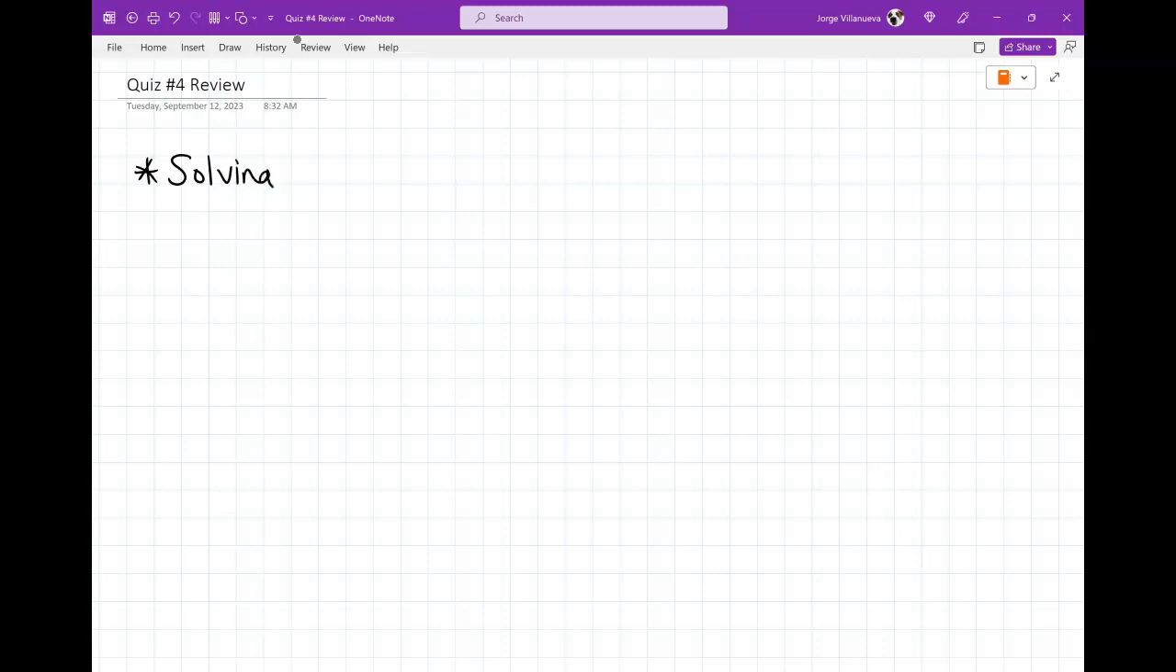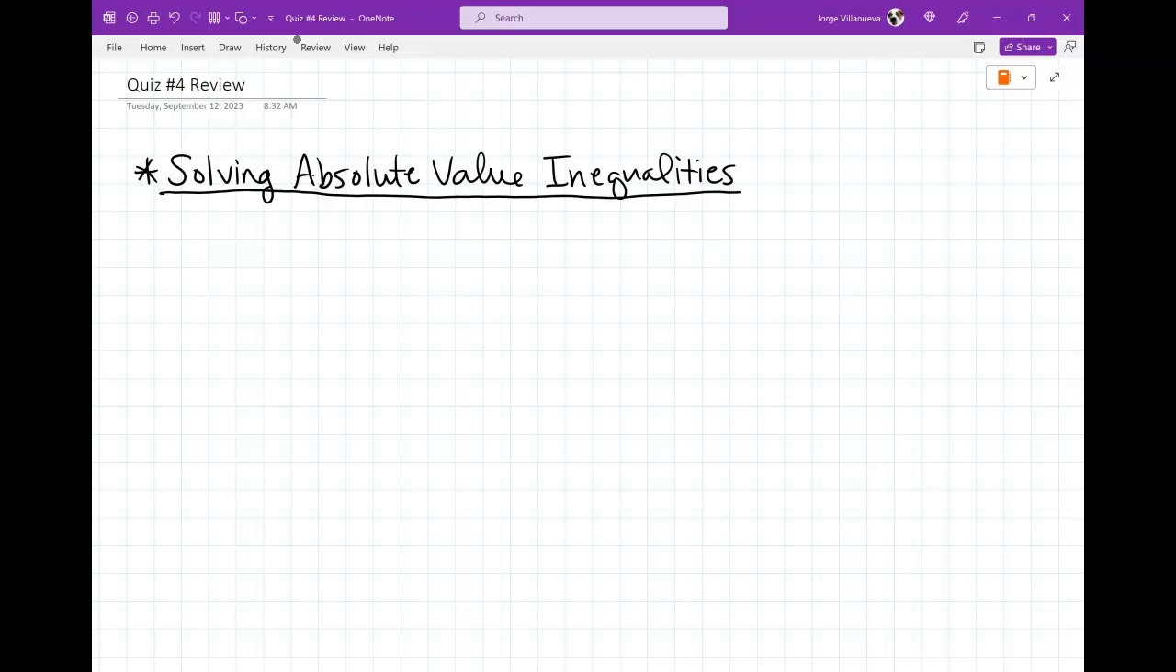Solving absolute value inequalities. Okay, so that's the topic of what we're about to do right now. So we're just going to solve them.